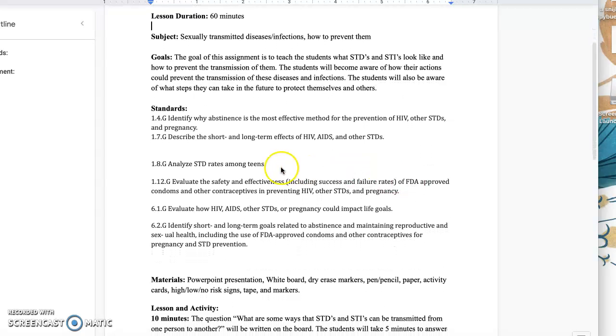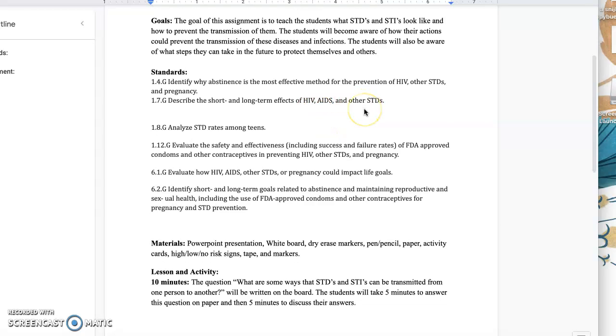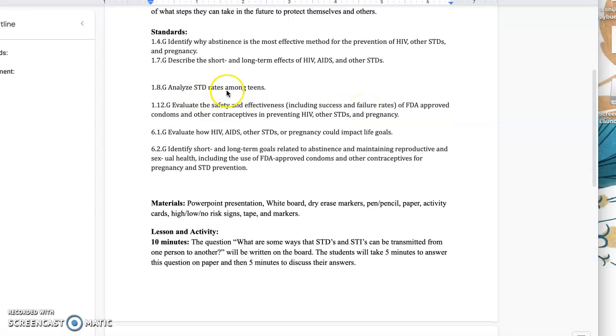So my state standards identify why abstinence is the most effective method for the prevention of HIV and other STDs in pregnancy, describe the short and long-term effects of HIV, AIDS, and other STDs, analyze STD rates among teens, evaluate the safety and effectiveness of including success and failure rates of FDA-approved condoms and other contraceptives in preventing HIV, other STDs, and pregnancy.